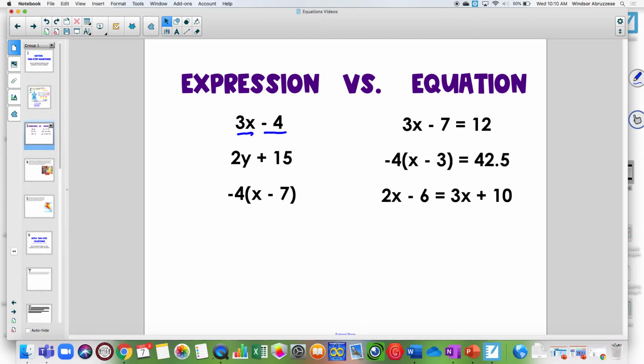Whereas an equation has terms in it. 3x is a term, negative 7 is a term, 12 is a term. But they also include equal signs. If you are asked to write an equation, you must make sure you include an equal sign.